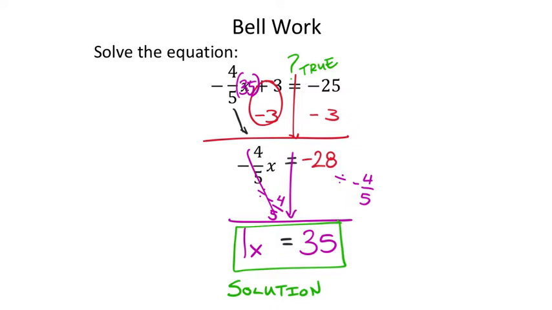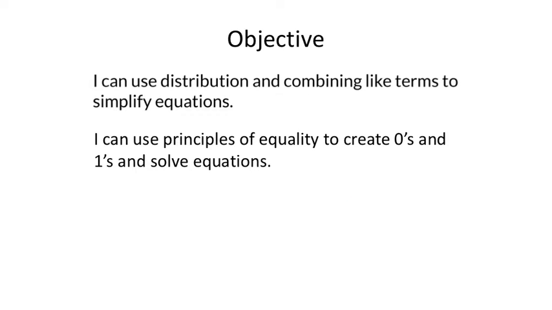That's what we wanted. So there's our two objectives. I can use distribution and combining like terms to simplify equations. And then I can use principles of equality to create zeros and ones to solve the equations, which we just did. We just created zeros and ones on the bell work. But now finally, we're going to start mixing this with 1.1, where we're going to need to use some distribution and combining like terms. That's going to simplify the equations into something a little bit more familiar, and then we can just use principles of equality after that.